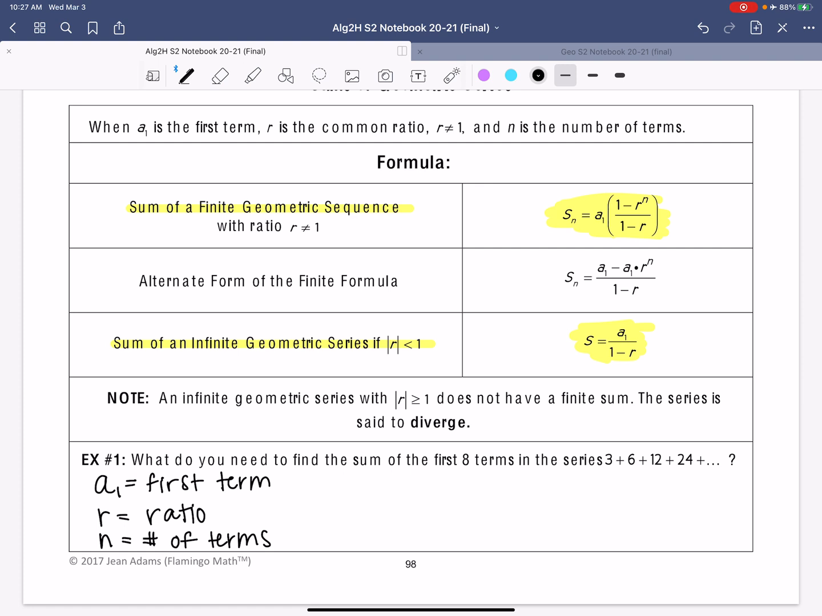So let's look at this one. Can we answer these questions? Do I know what A1 is? Do I know what the first term is? Yeah, it's 3. Do I know what the ratio is? 3, 6, 12, 24? Yes, it's 2. Everything's being multiplied by 2.